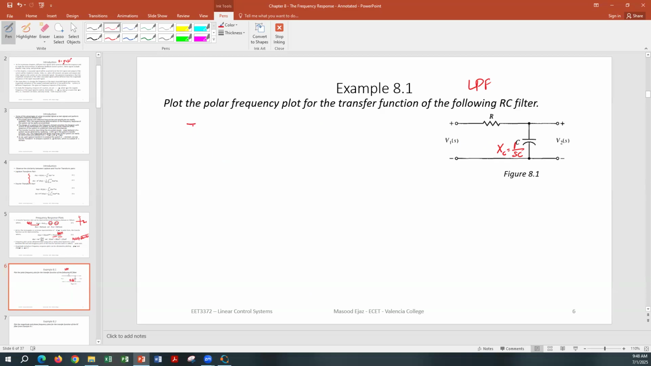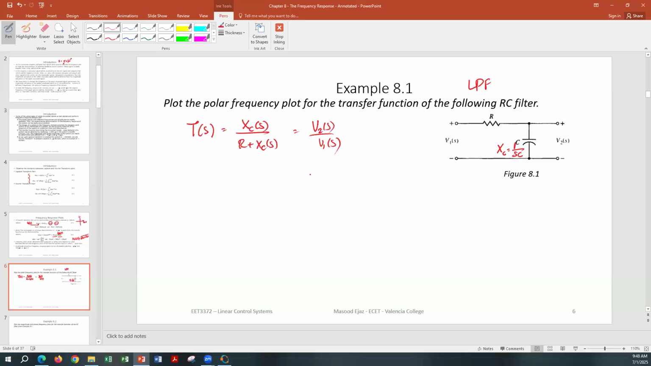So if we write down the transfer function T of S, what will be the transfer function of this? Well, I know that's a transfer function, but what is the expression for the transfer function? Okay, in general, the transfer function is going to be, using voltage division, XC of S over R plus XC of S. That will be the transfer function, which is V2 of S over V1. All we are using is voltage division.